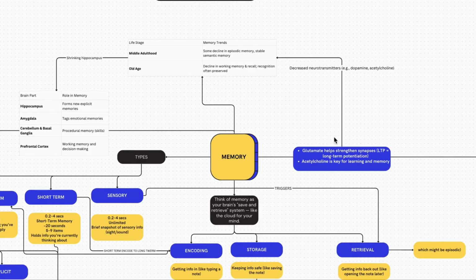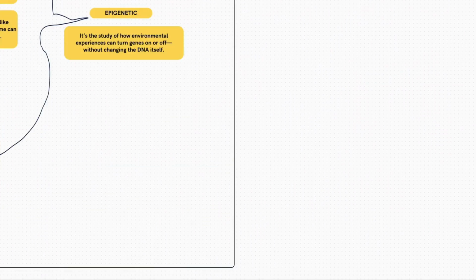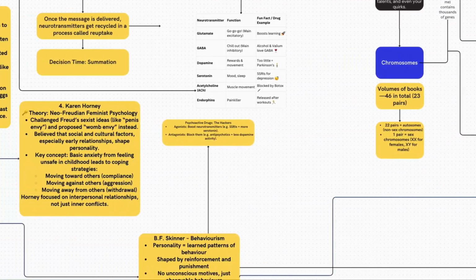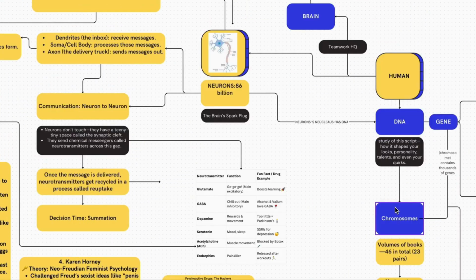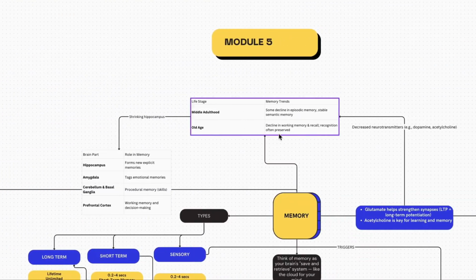Memory can be improved using neurotransmitters. Glutamate helps strengthen synapses, and acetylcholine is key for learning and memory, which we learned about in Module 2, and also used that information in Modules 3 and 4. And now we're going to talk about decreased neurotransmitters.